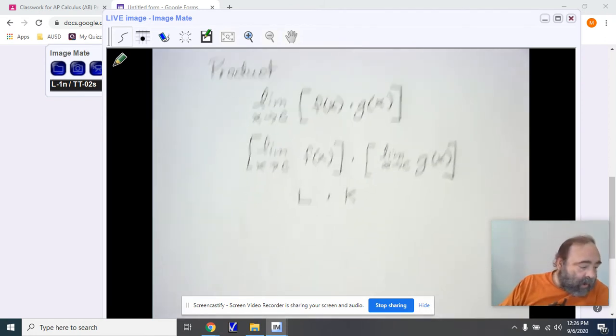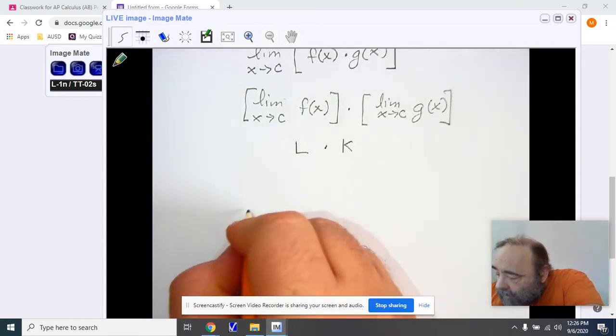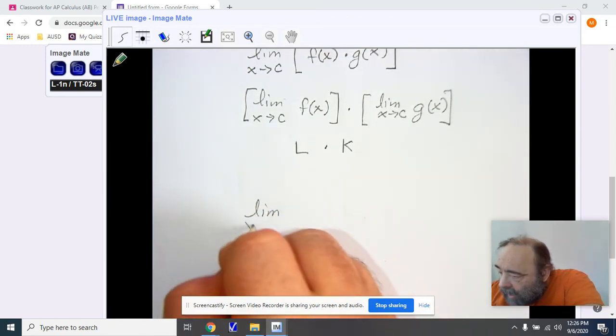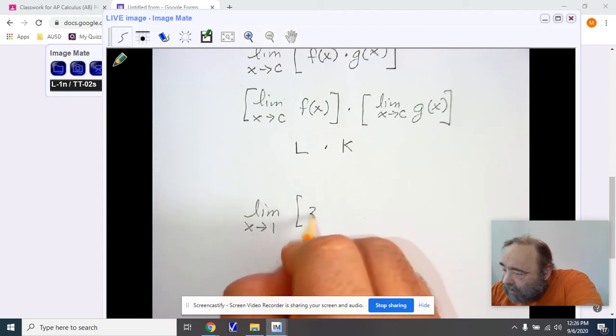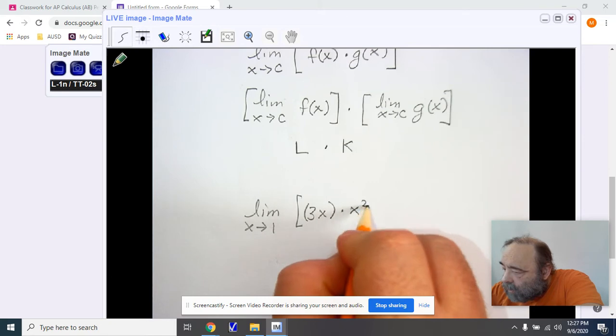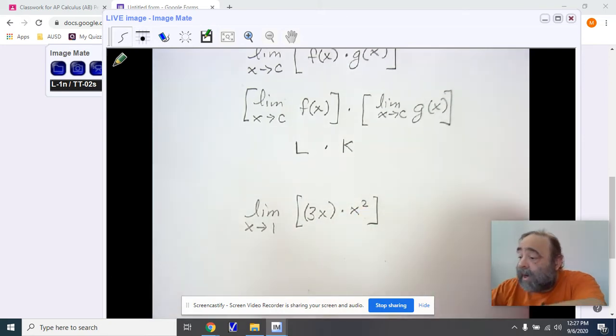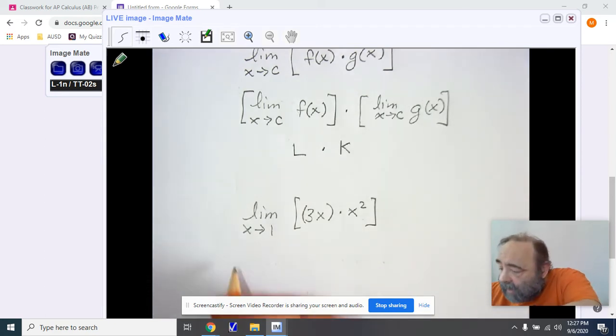So let's just take a look at an example. Let's look at the limit as x approaches 1 for, let's say, a function called 3x. And we're going to multiply 3x by x squared. Now we know that this is going to be 3x cubed, right? And 3x cubed is a scalar of 3 times the x cubed. Well, the same thing should come out from this.